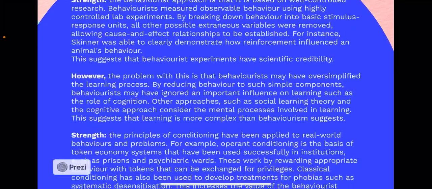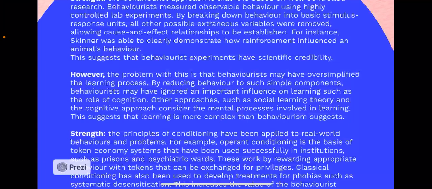However, the problem with this is that they may oversimplify the learning process. Because they reduce it down to simple components, they may ignore important influences on learning, such as the role of cognition. Other approaches, such as social learning theory and the cognitive approach, consider the mental processes involved in learning, suggesting that learning is more complex than behaviourism suggests.